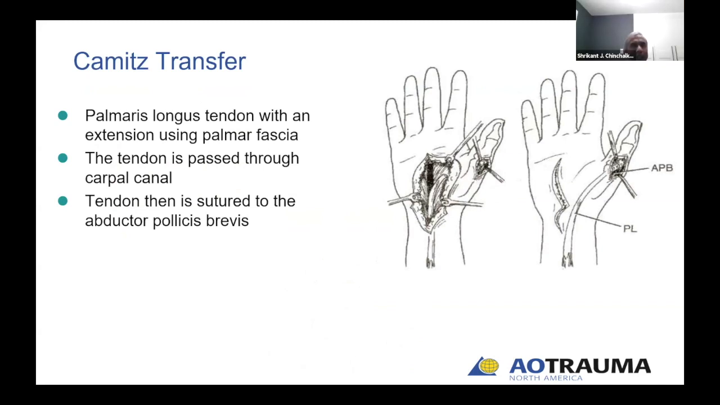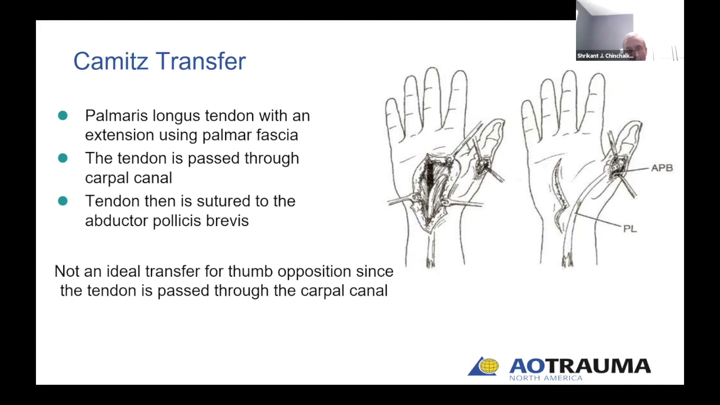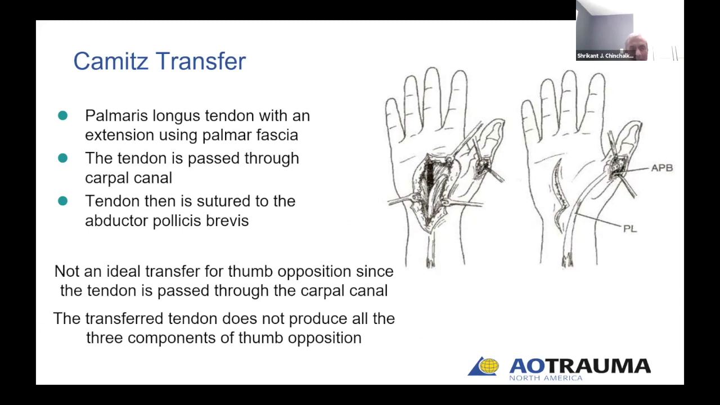Sure. So chemist is not an appropriate opponensplasty because the tendon is passed through the carpal canal, and even though it is sutured to abductor pollicis brevis, it truly doesn't perform all three actions of the opposition pattern of motion. So the transverse tendon does not produce all the three components of thumb opposition. So this is not truly an opponensplasty.